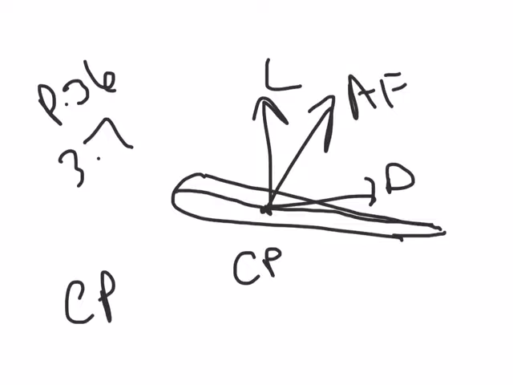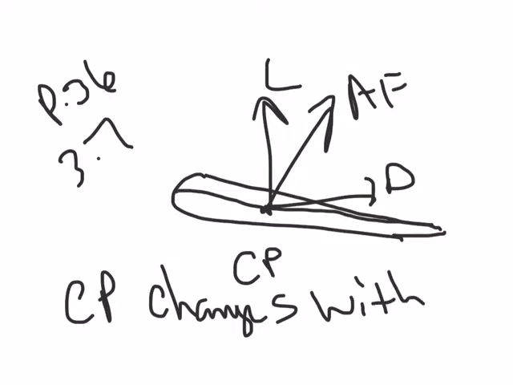CP changes with alpha, angle of attack. So center of pressure is going to move all along the airfoil as we change angle of attack. And you go back and look at 3.7b, that makes sense because that positive lift component, as I increase that angle of attack, that positive lift component is going to get bigger, and that center of pressure is going to change along that airfoil.